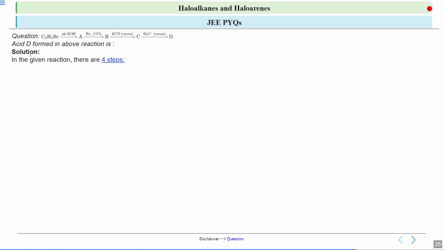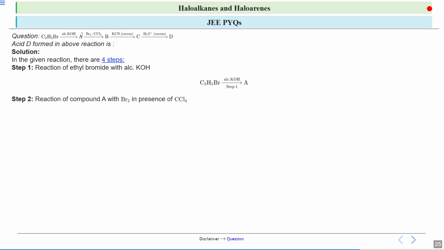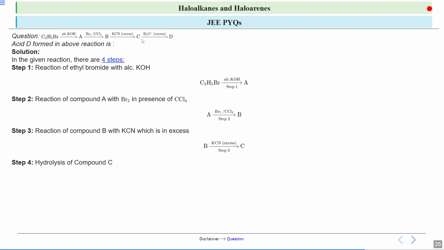So for this question, we have been given a reaction where 4 steps are involved, and we are getting 4 products, A, B, C, D. Step 1 is the reaction of ethyl bromide with alcoholic KOH, giving product A. Step 2 is the reaction of compound A with bromine in presence of CCl4, giving product B. Step 3 is the reaction of B with excess KCN, giving product C. In step 4, hydrolysis of compound C happens in presence of excess H3O+, giving product D, and it is already given that D is an acid.